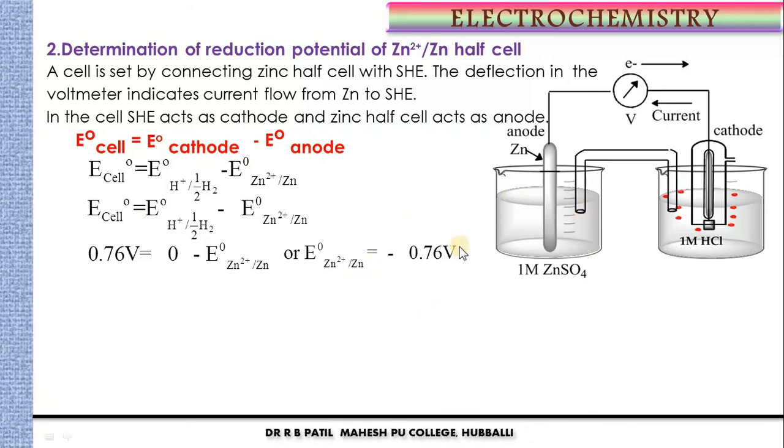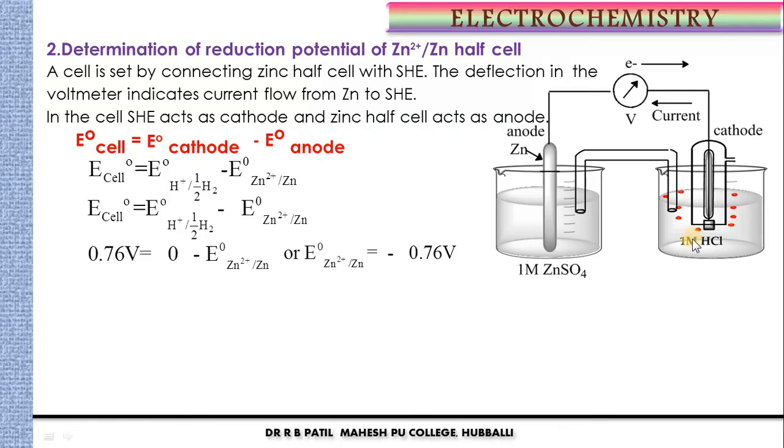So suppose if I represent the cell, then how to represent? First I should write anode. So when I write anode, first what I should write? Electrode, zinc. Then electrolytic solution Zn2 plus, between the two a single vertical line indicates phase change. Next a double vertical line indicates salt bridge. Now I have to represent the reduction half cell. So I should write the electrode at the end.